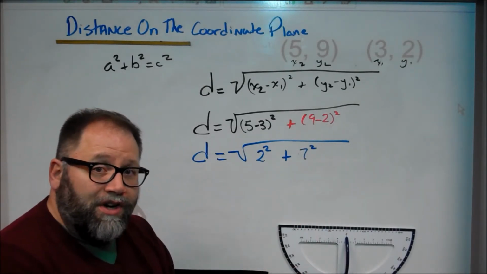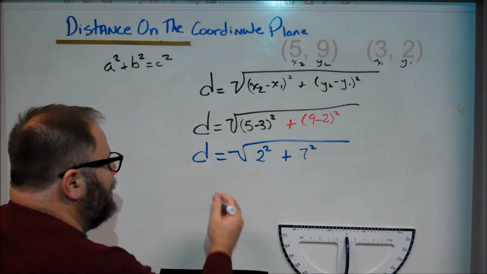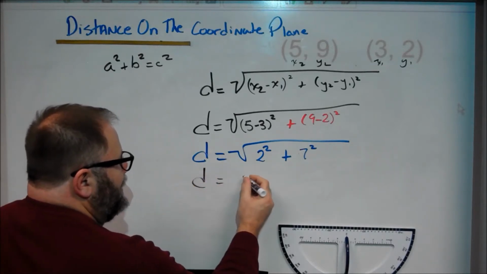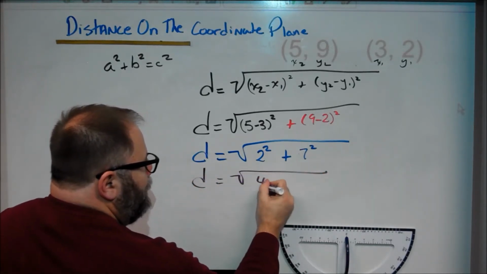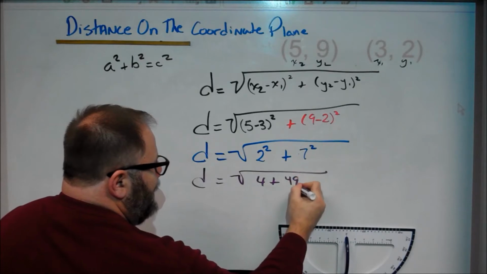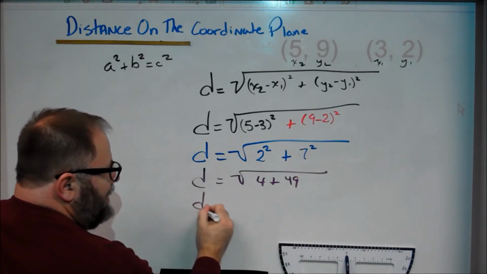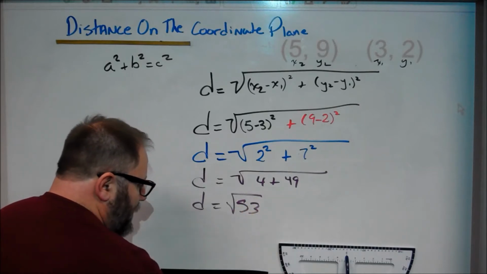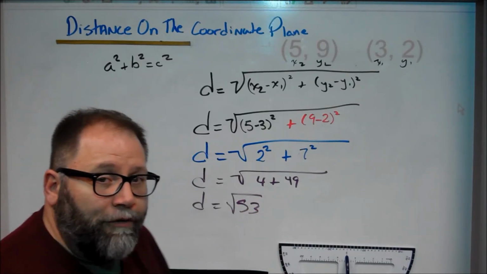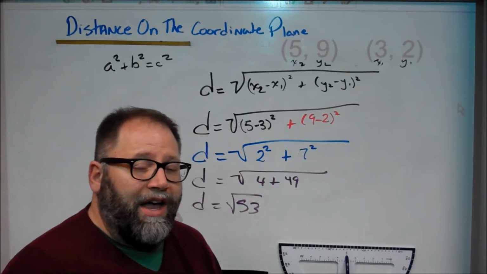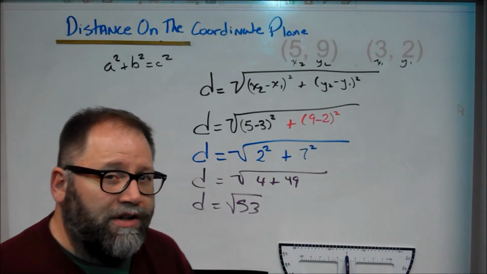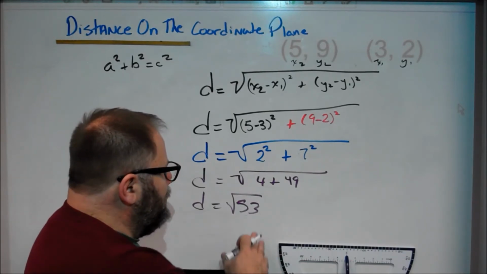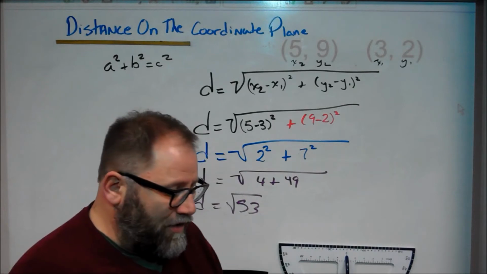So we're going to do what's underneath it first and work our way outward. And now we have d equals the square root of 4 plus 49. And then we have d equals the square root of 53. And now going back to first unit, we know 8 squared is 64, 7 squared is 49, which means this is going to be a little bit more than 7.